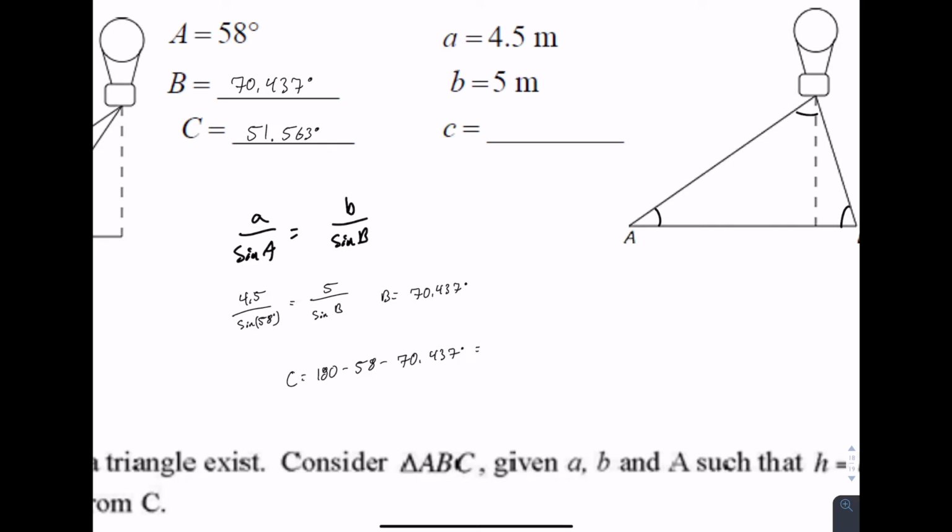So now we have almost everything. Now we just need to figure out little c. Little c is the only one we need. So we use the law of sines again. I'm going to use a over sine A equals c over sine C. Sorry, I messed that up, it's supposed to be sine A. So plug and chug: 4.5 over sine 58 equals little c over sine 51.563 degrees.